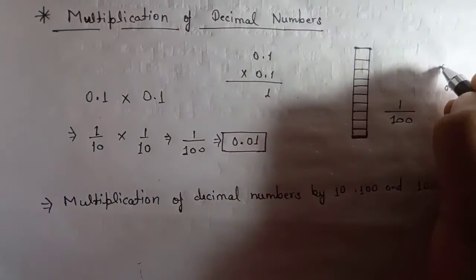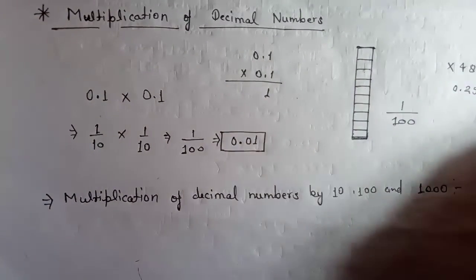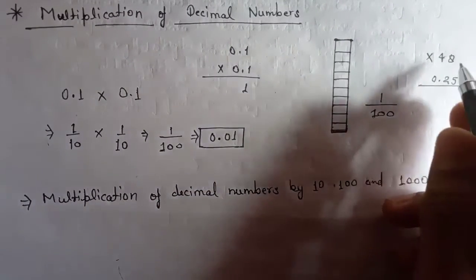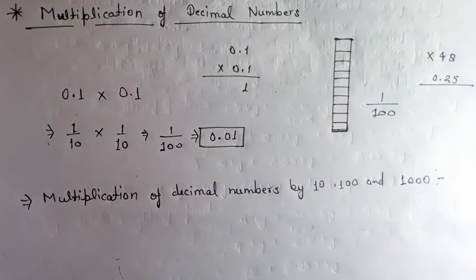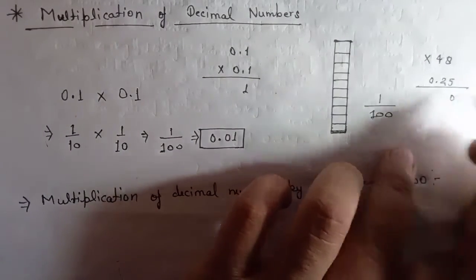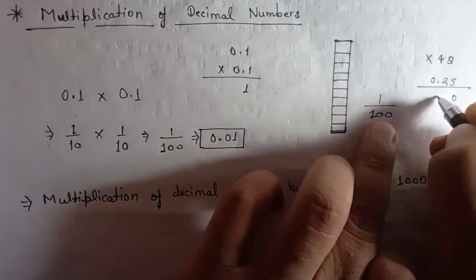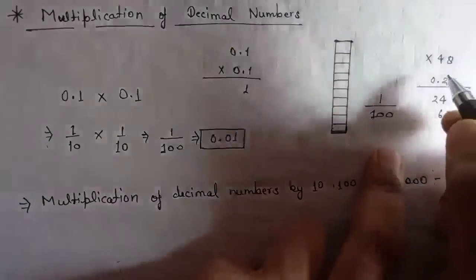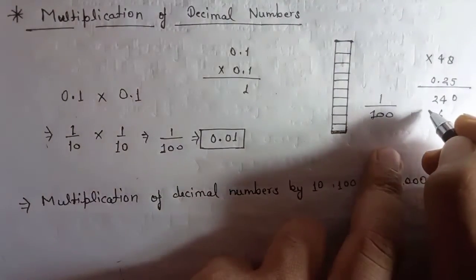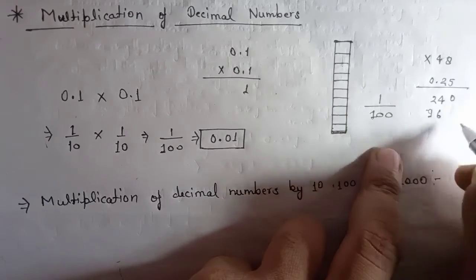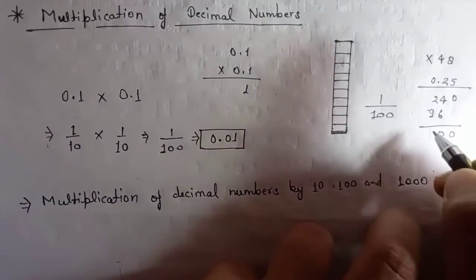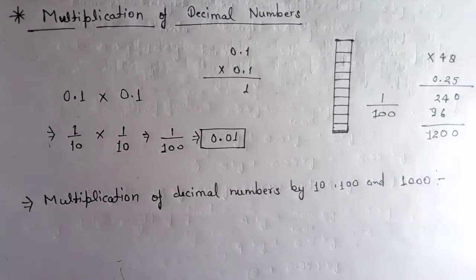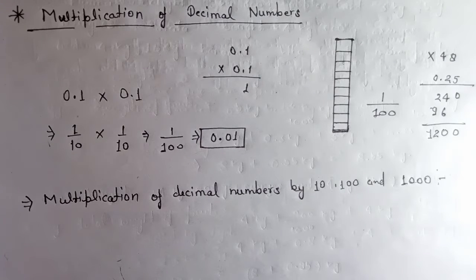0.25 and 48, let's see what the result is, and keep your eye here on what I am doing. When 5 multiplies 8, 5 8s are 40, that is 0, carry 4, and 5 4s are 20, plus 4 is 24, and 2 8s are 16, and carry 1, 2 4s are 8, plus 1 is 9, 0 1 9 2, and adding gives 1200.